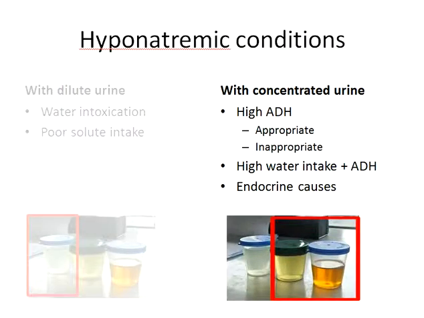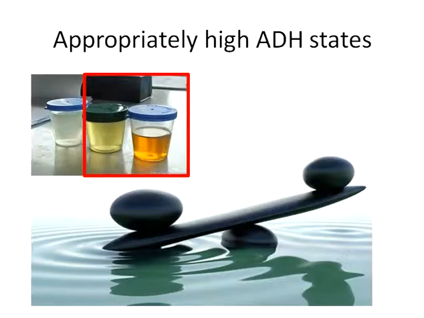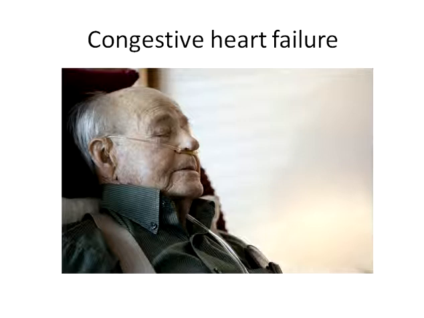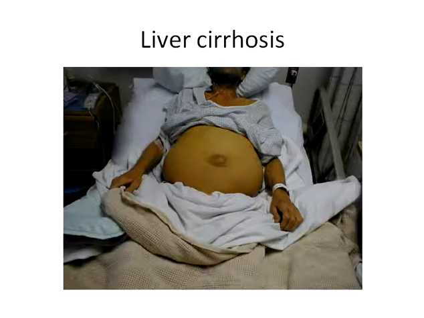So let's talk about hyponatremic conditions associated with concentrated urine, when clearly ADH is the culprit. So there are several types. We are going to start with appropriately high ADH states. ADH is a hypovolemic hormone, so it gets released in cases of hypotension. It also gets released when we have effective circulating volume depletion, like in congestive heart failure, or in liver cirrhosis when we have extensive vasodilation.